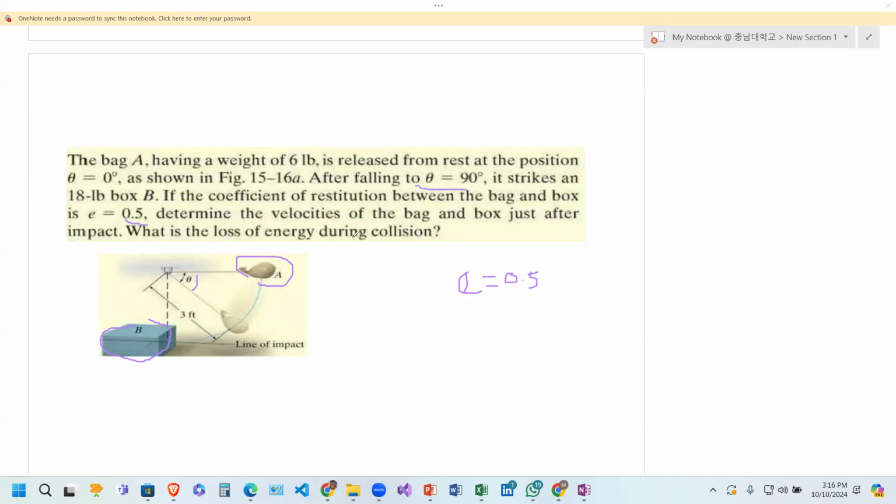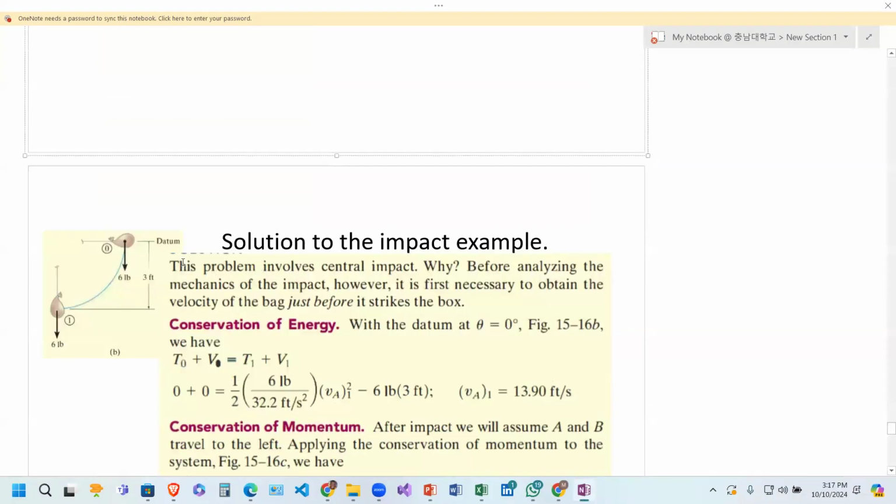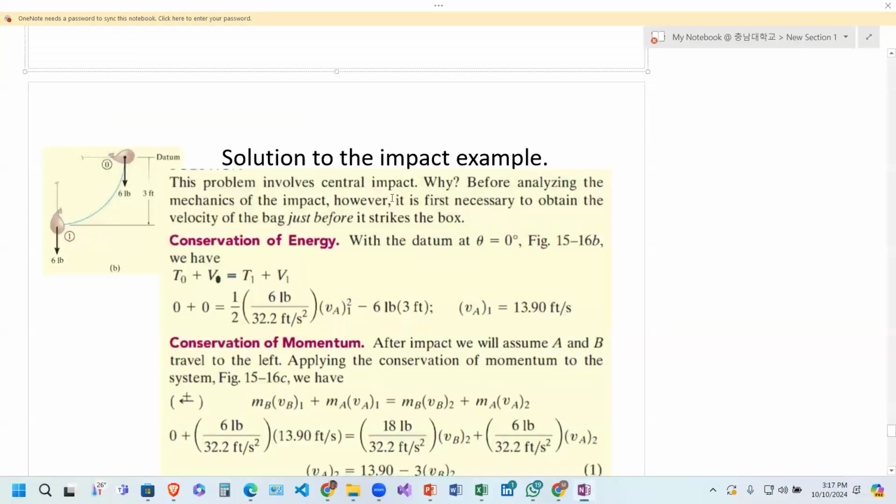What else do we need? We know the weight. So let's try to learn how to solve this question. First of all, this problem involves what we call central impact. Before analyzing the mechanics of the impact, it is first necessary for us to obtain the velocity of the bag just before it strikes the box. So we need to find the velocity of this bag before it strikes the box, because the box is right down here at position 1.